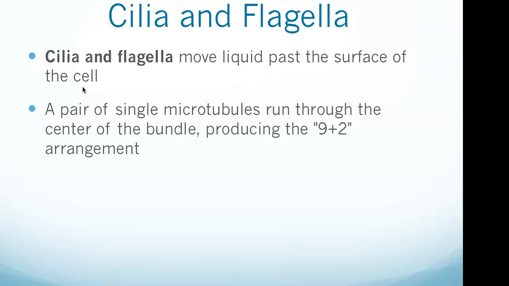Cilia and flagella move liquid past the surface of the cell. For single cells, such as sperm, this enables them to swim. They consist of a cylindrical arrangement of 9 microtubules. A pair of single microtubules run through the center of the bundle, producing the 9+2 arrangement. Cilia are short and flagella are long.